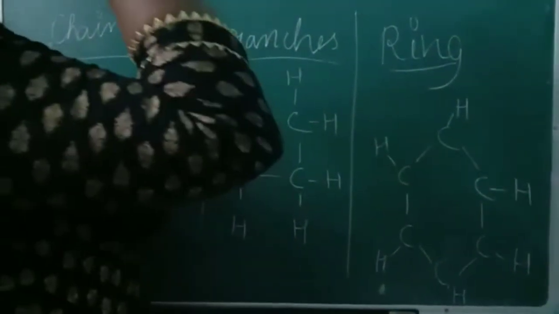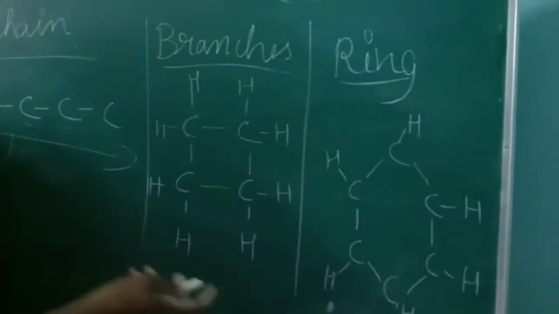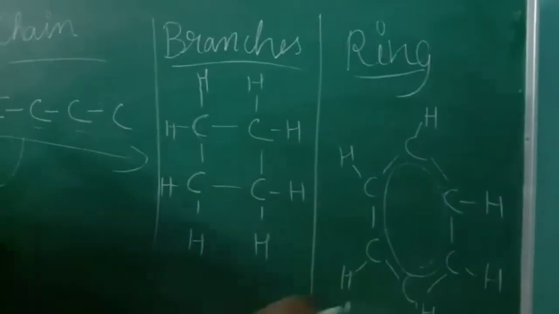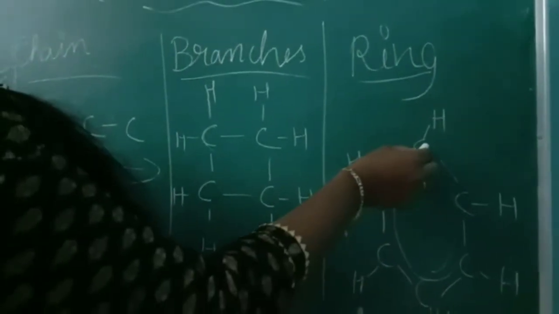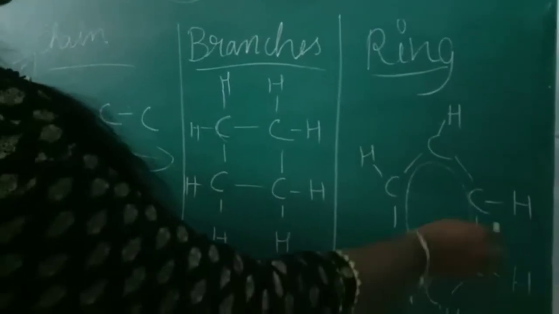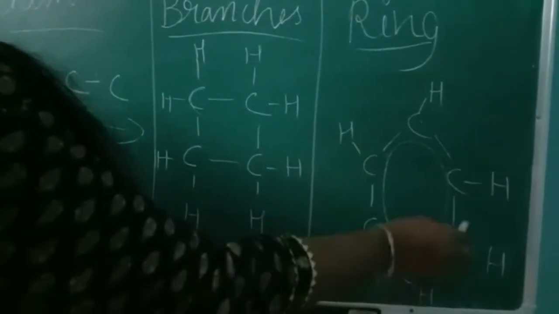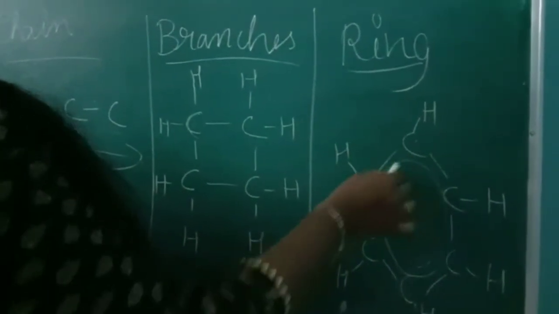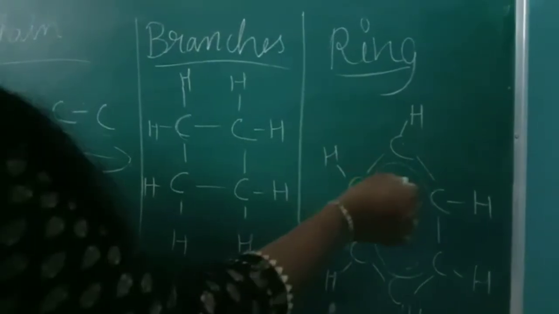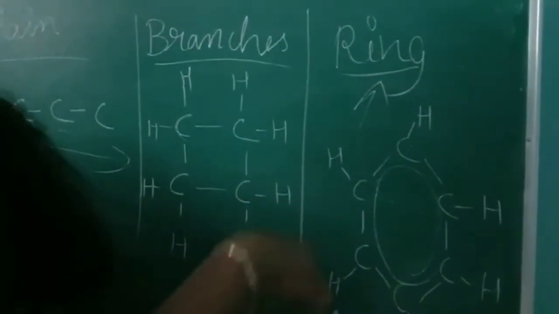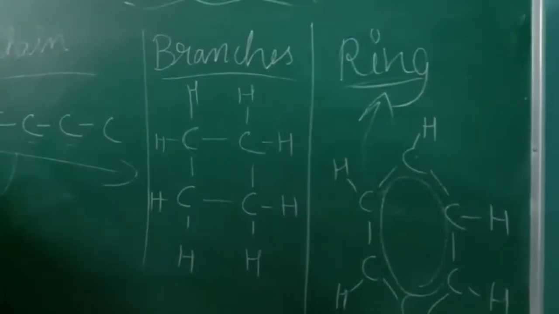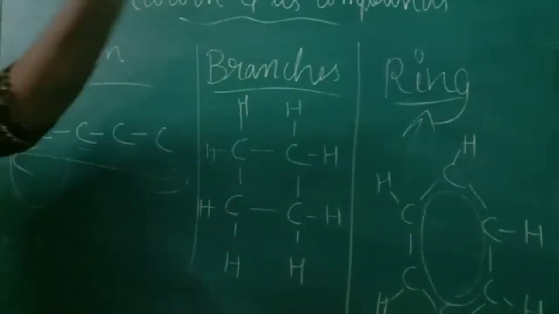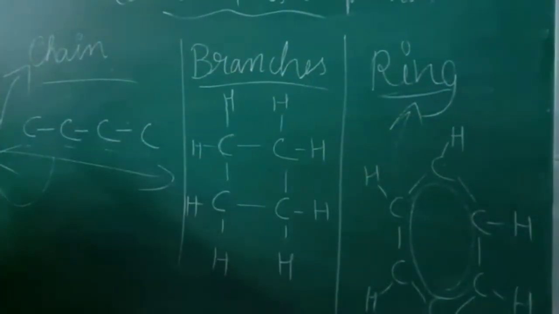So here the third one is a ring type. So in the ring type, what happens? Here you will get a closed figure. See, carbon, carbon, carbon, carbon, carbon, carbon. So 1, 2, 3, 4, 5, 6. So here you have 6 carbon atoms arranged in a circular format. Because of this circular format, the name is given as the ring type of bond formation. Is this clear? So there are three different types of bond formation. One is the chain type, the branches type, and the ring type bond formation.